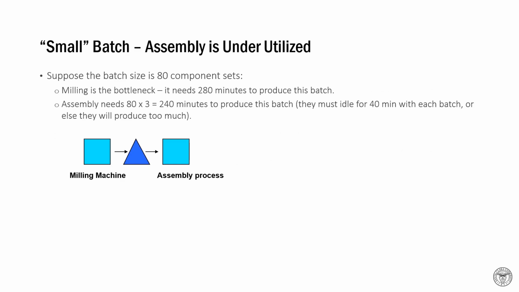We now examine a scenario involving small batch sizes and how it affects the utilization of our assembly process. Let's consider our mini machine example. Suppose we have a batch size of 80 component sets. For both the rib and support components, the setup time equals 60 minutes each, and it takes 1 minute to produce 1 unit of either rib or support.